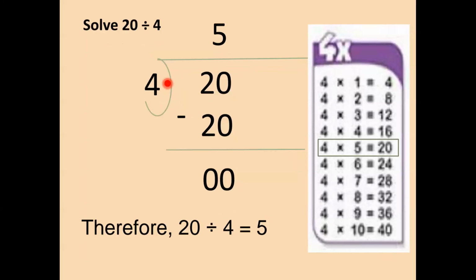Yes, everyone knows 4's table? So yes, Krutar, please say the table of 4. 4 ones are 4, 4 twos are 8, 4 threes are 12, 4 fours are 16, 4 fives are 20, 4 sixes are 24, 4 sevens are 28, 4 eights are 32, 4 nines are 36, 4 tens are 40.